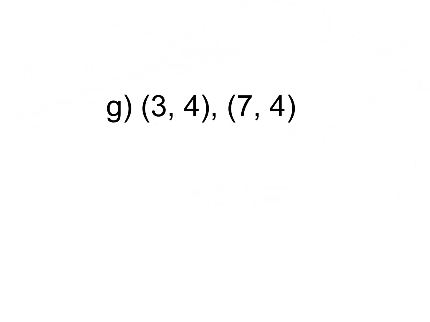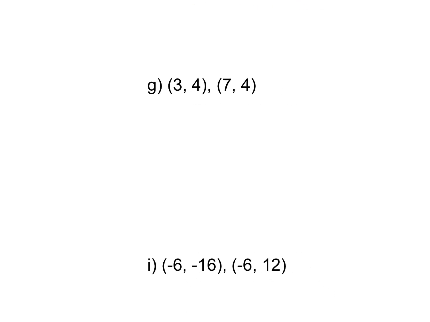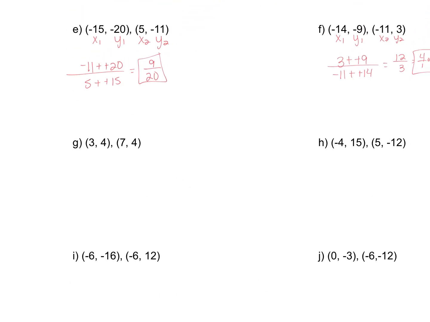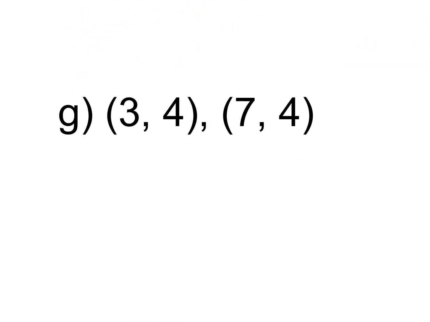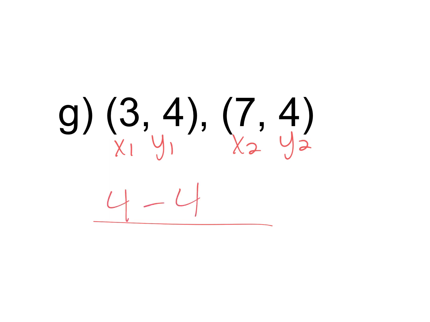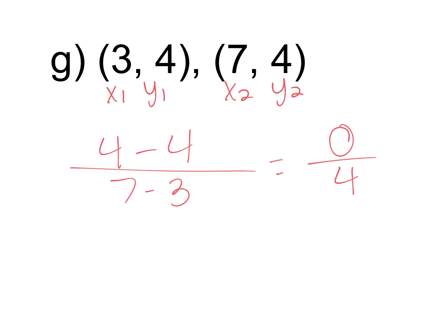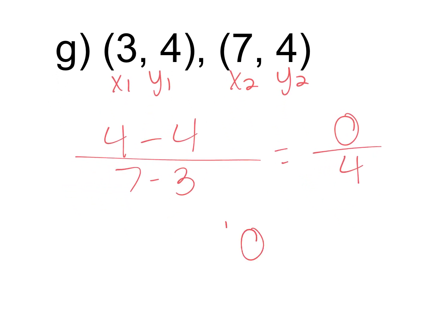Okay, ooh, this is another good one. All right, so we're probably not going to do those bottom two, but we'll do this one. So let's do x1, y1, x2, y2. So this would be 4 minus 4 over 7 minus 3. So you would have 0 over 4. All right, so now stick that in your calculator. 0 divided by 4. That answer ends up giving you 0.